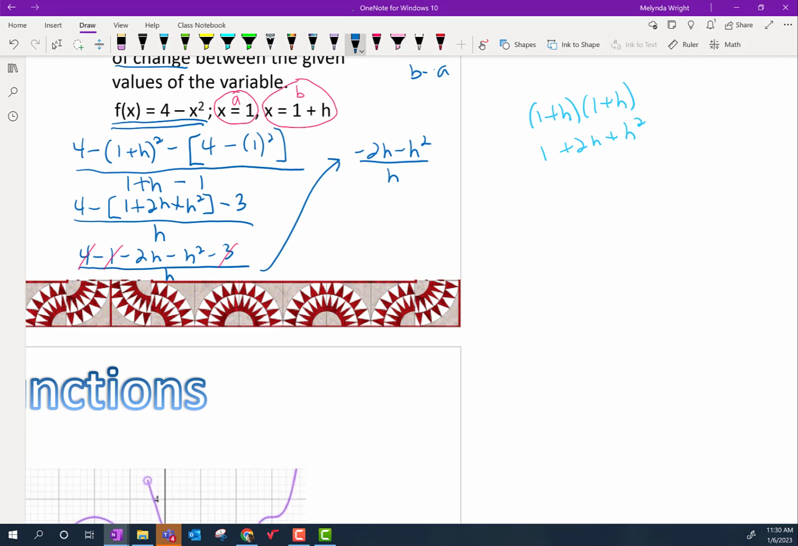This should be very reminiscent of yesterday or the day before. Any way I can simplify that? Yep, absolutely. We're going to take out an h in the numerator. That leaves me negative 2 minus h. So I get to get rid of the h's. Yay. And my final answer is negative 2 minus h. All right.